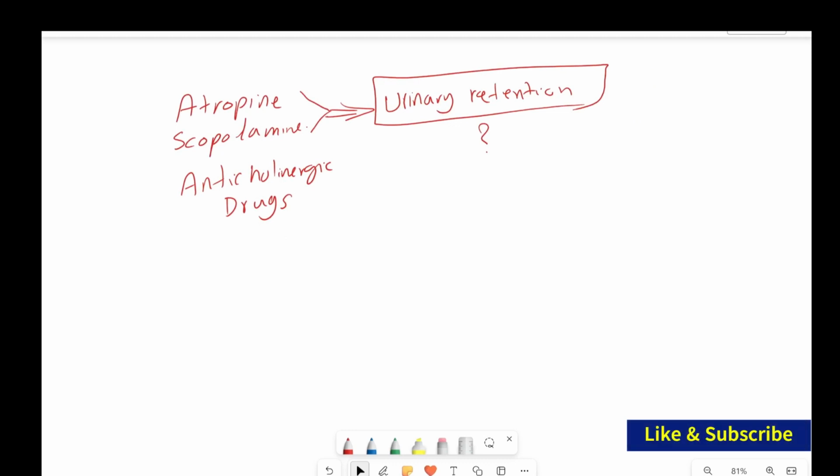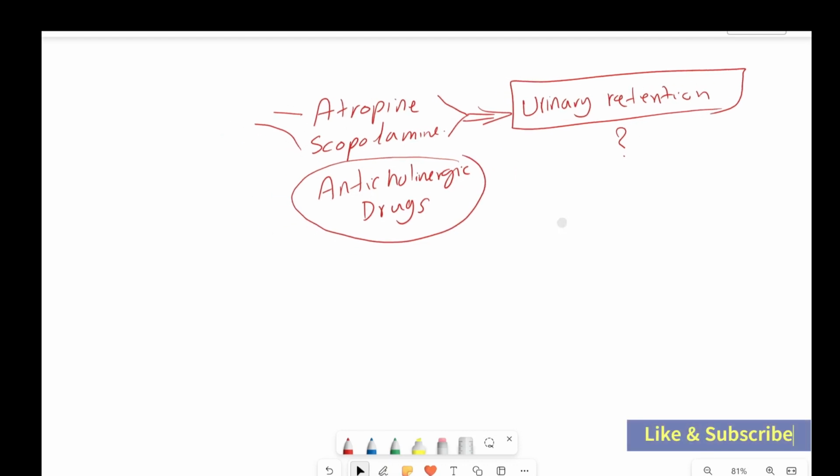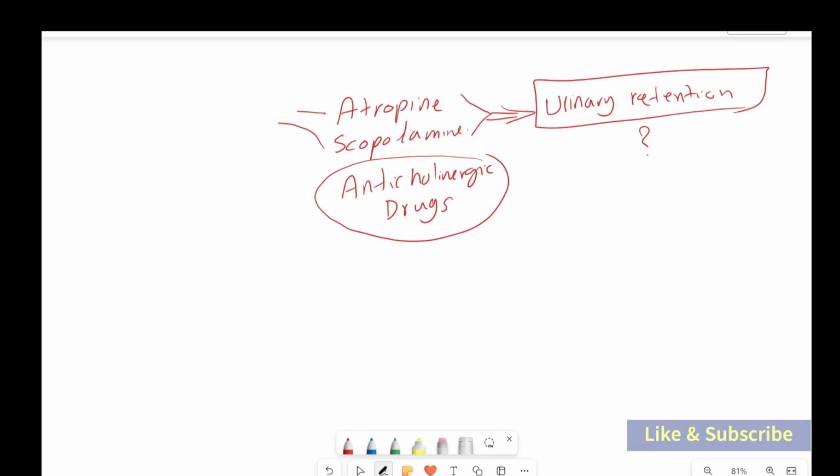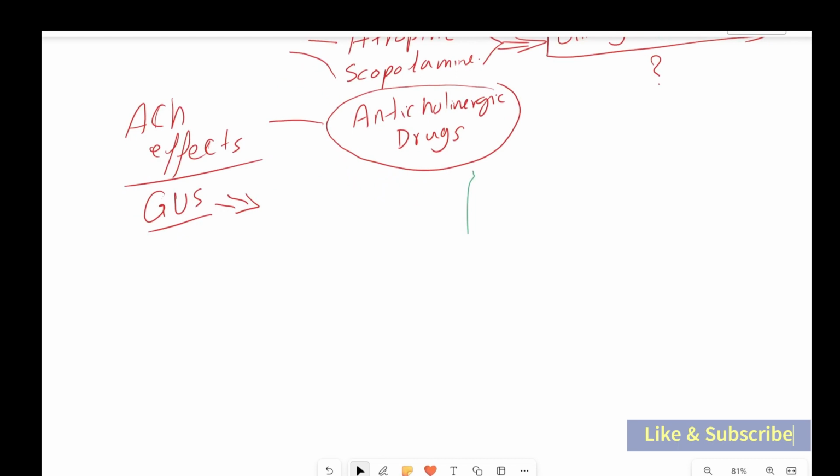The answer could start by asking ourselves what atropine or scopolamine is. As you can see, atropine and scopolamine are anticholinergic medications. Before we move to the explanation, we need to be familiar with the effects of acetylcholine on the genitourinary tract. So what happens if you speak about the bladder? Talking about the bladder here. If you talk about a male, for example, we have the prostate here.